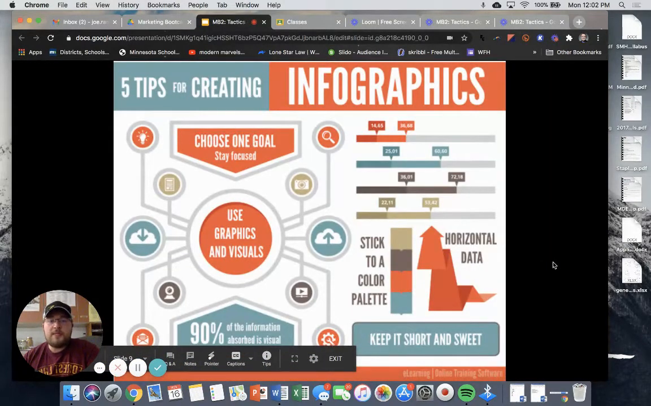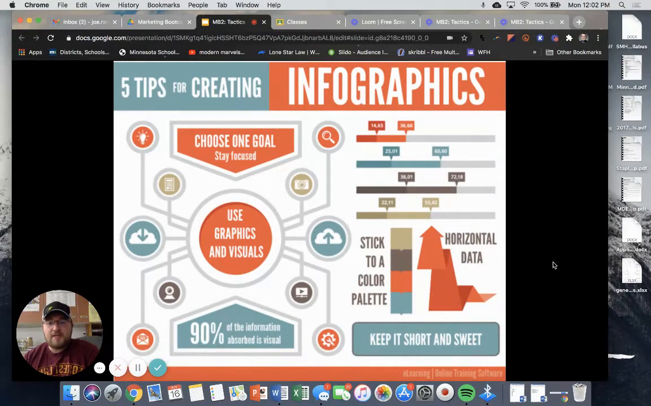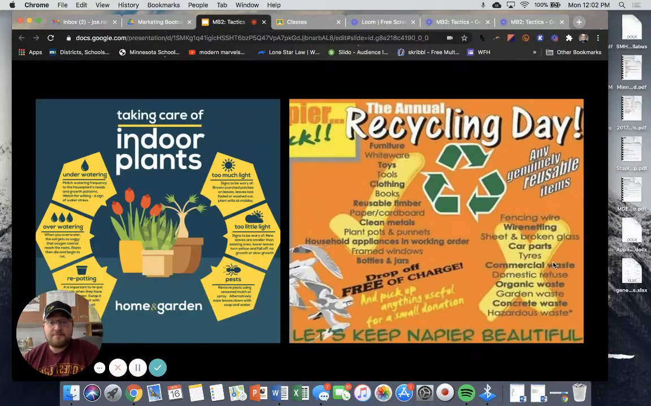So a couple of quick tips for creating infographics. Go ahead and hit pause here and read this to yourself, but this is a very nice little visual here. And you can kind of see the difference between these two nice infographics. The first one on the left, I personally like a little bit more. It's simple, it's clean, it looks professional, it has some key points like the underwatering, overwatering, repotting. That stands out to me, and if I'm interested in learning more, I can read those.